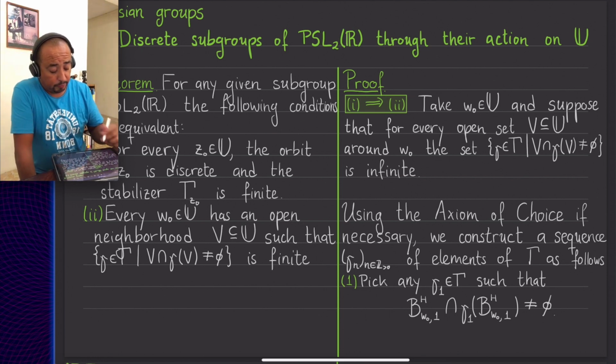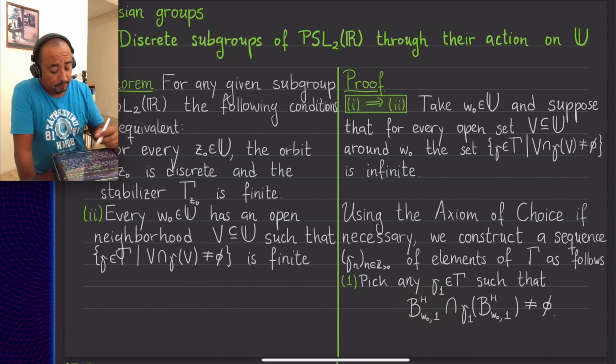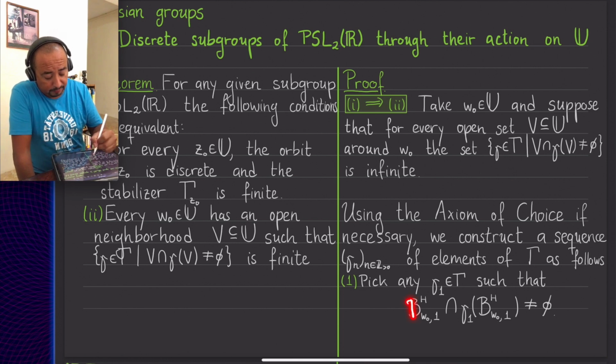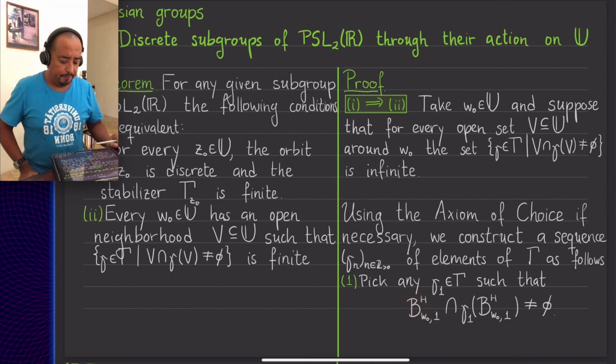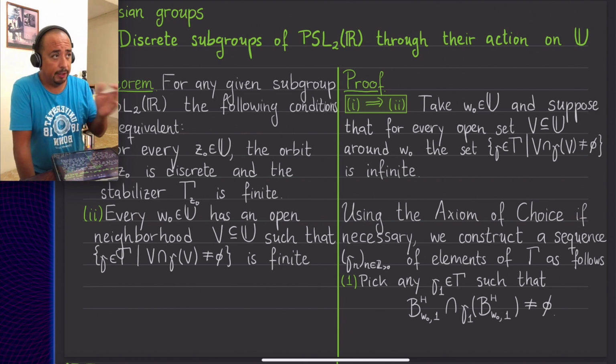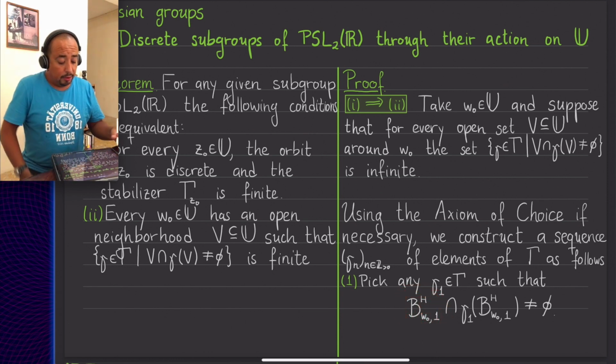So first of all, consider the hyperbolic disk of radius 1 around W0. So the open hyperbolic disk, right? Here I'm using B for ball and H for hyperbolic. This is a notation I used before when I spoke about hyperbolic circles versus Euclidean circles. Okay, so consider the open set, which is the hyperbolic unit disk around W0. So that's an open set.